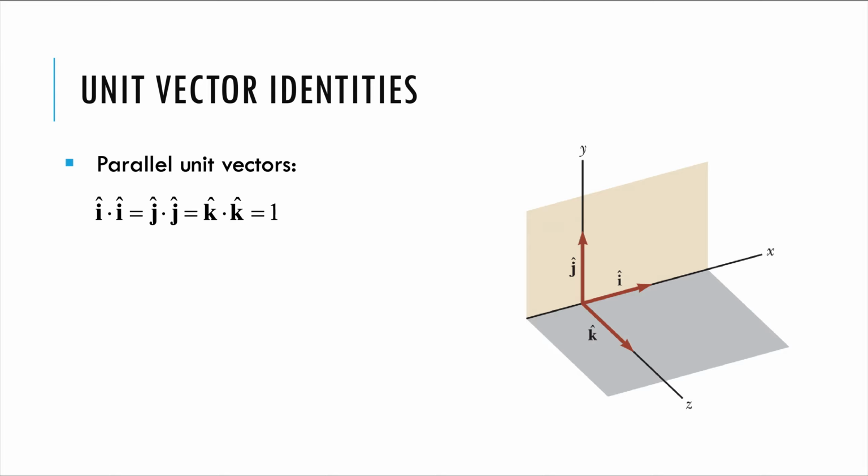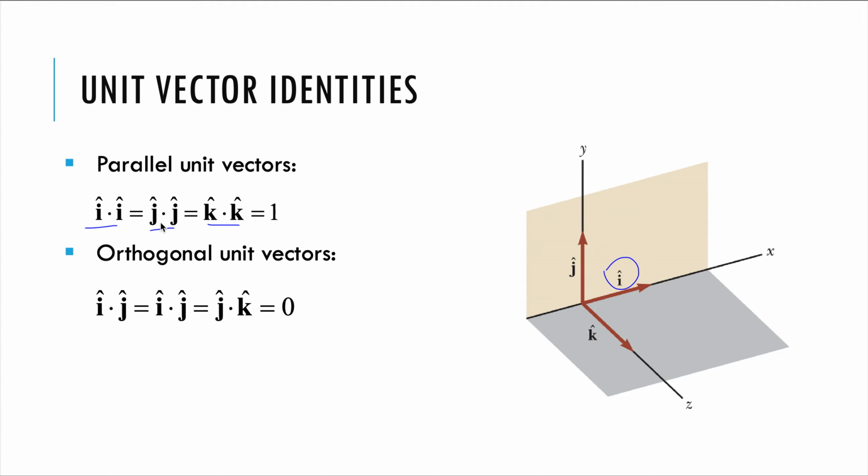So a few identities of unit vectors and using dot products. Well, we just said that parallel vectors have a dot product equal to 1. So if you dot two i vectors, which both point along the x direction, they're parallel to each other, right? Or if you dot two j vectors or two k vectors, because these vectors are parallel to each other, their dot product is equal to 1. If you have perpendicular vectors, such as i dot j, all the unit vectors are perpendicular to each other. Well, then the dot product of those vectors is going to be 0.